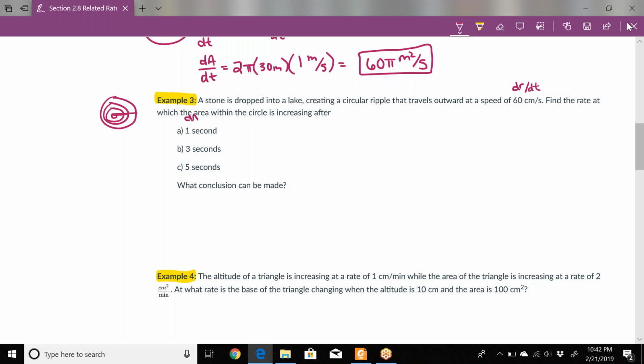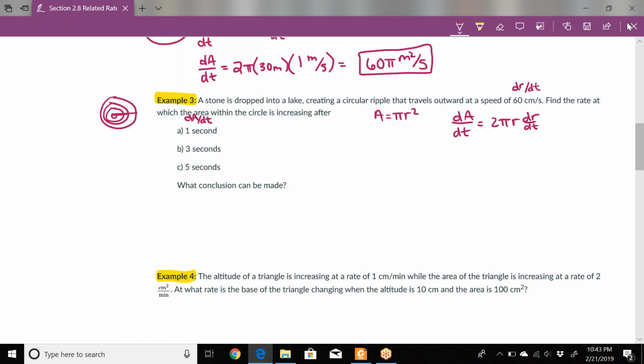So this would be dA dt again. Area is changing over time. When we have 1 second, 3 seconds, 5 seconds, and then we want to come up with a conclusion. So let's first of all come up with the formula again that we just did a minute ago for the change in area over time. It was dA over dt equals 2 pi r dr dt.